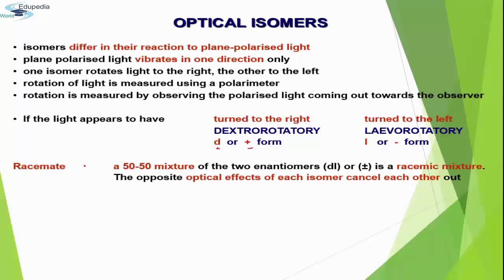So overall the mixture will be what? Optically active or optically inactive? Since the resultant is 0, it will be optically inactive. So racemic mixtures are optically inactive. Though the two enantiomers individually show optical isomerism, overall you will not see any net effect.